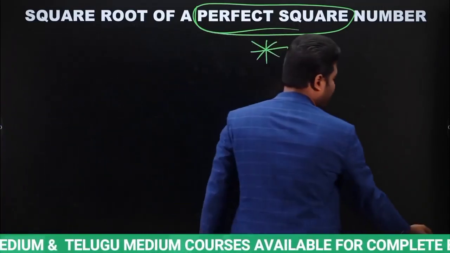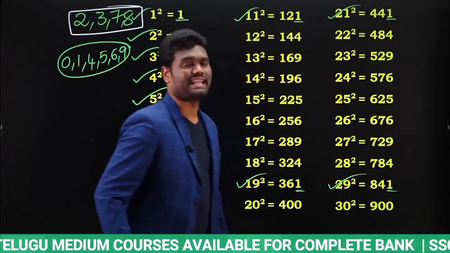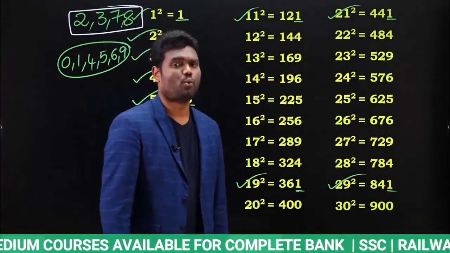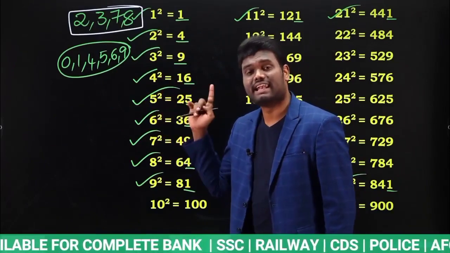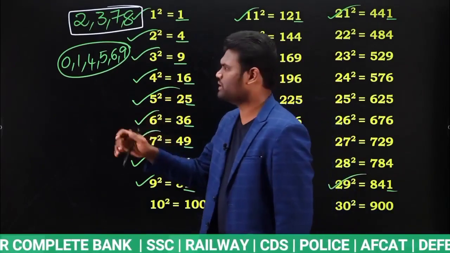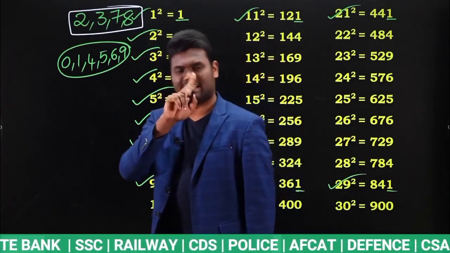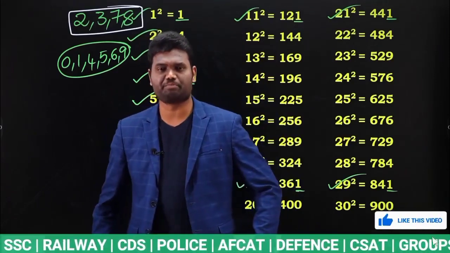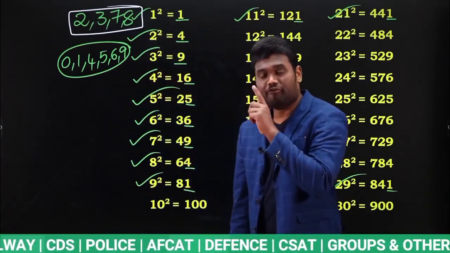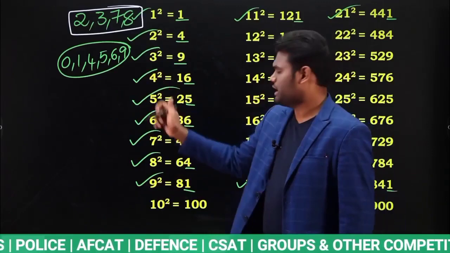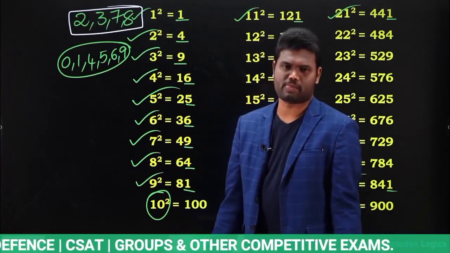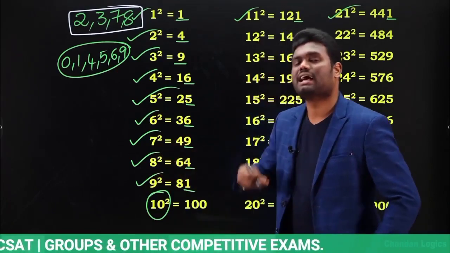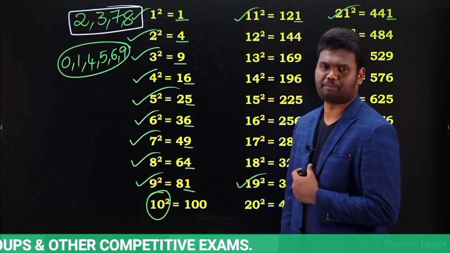Okay. Now, we have just discussed that perfect square numbers end with 0, 1, 4, 5, 6, 9. They never end with 2, 3, 7, 8. Now if you observe, when do we get 0 as the last digit? You get 0 as the last digit at 0 only, which is nothing but 10. Yes or no?